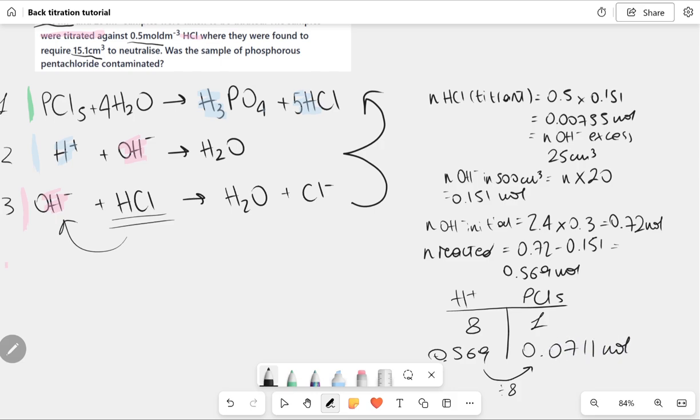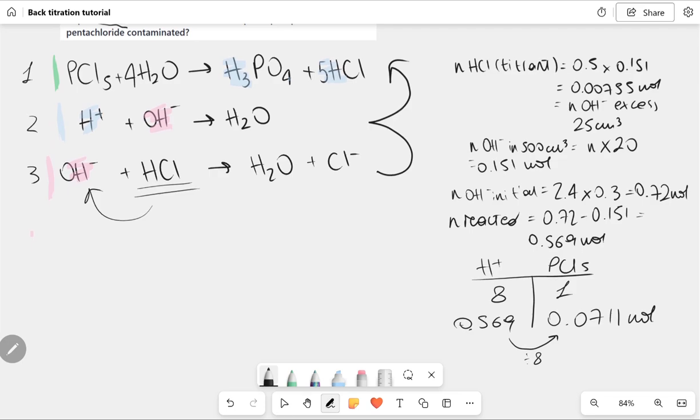Now, this is the titrations, and then the steps may change a little bit depending if you have to find, like, the identity of an atom, and in that case you would calculate the MR, but in the case of finding, like, a percentage, I would suggest you to work with masses. So let's find the mass of the PCl5, and that would be equal to the moles, so 0.0711 times by the MR. The MR is 208.5, and this gives us 14.83 grams.